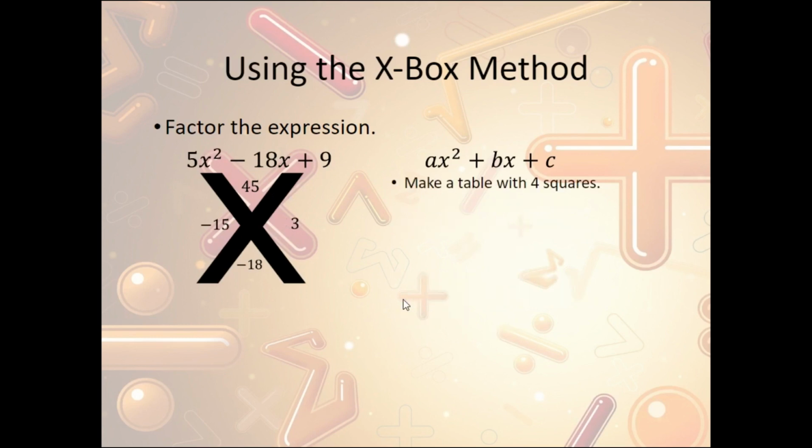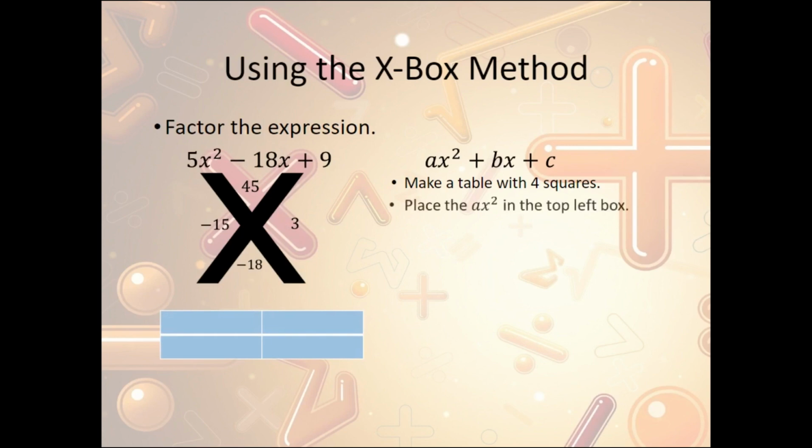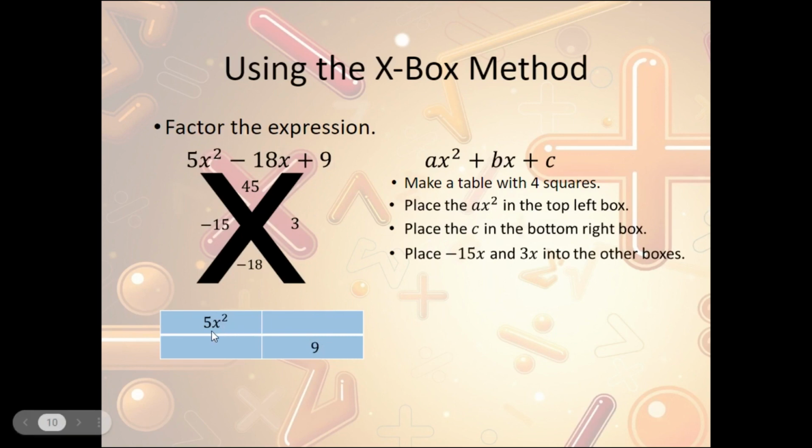So that's the x part. Now we're going to do the box part. So we're going to make a table with 4 squares, just like this. And we're going to place ax squared in the top left box. So that's 5x squared. So that goes here in the top left. Then in the bottom right, we're going to put c, which is 9. So that goes there. Now we're going to place negative 15x and 3x into each one of the boxes. And it doesn't matter which one you place it in. So we'll put negative 15x there and 3x here.